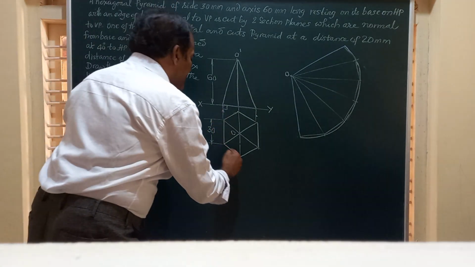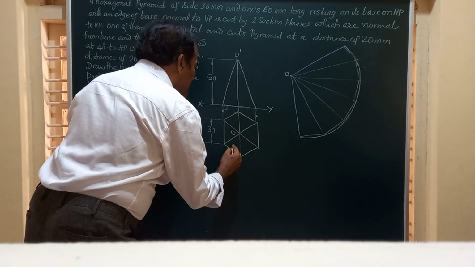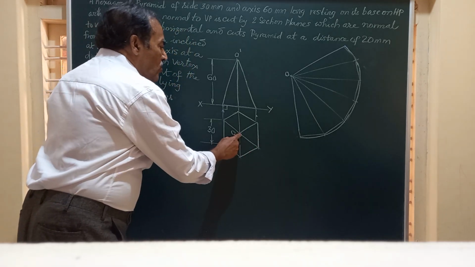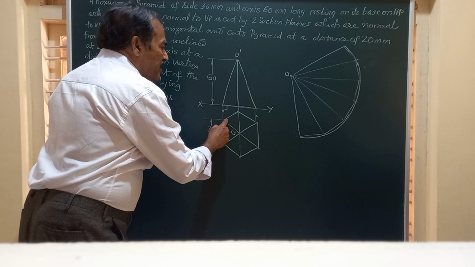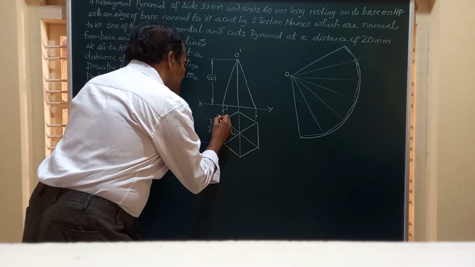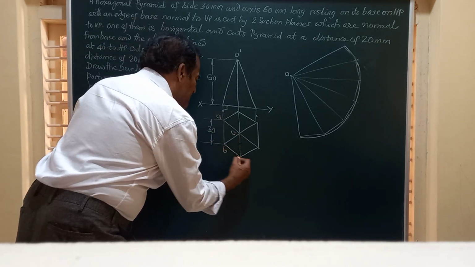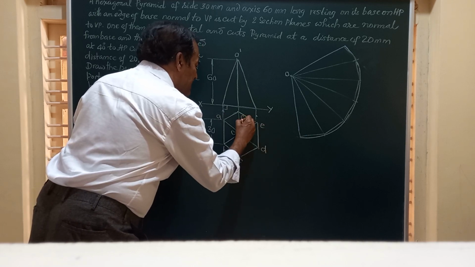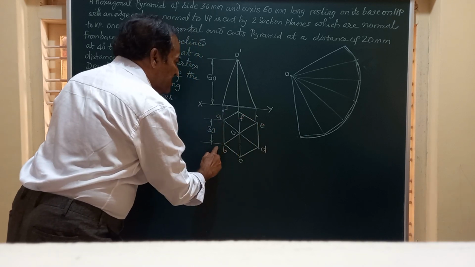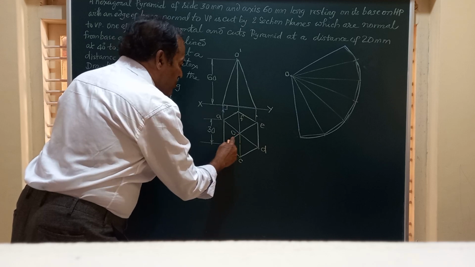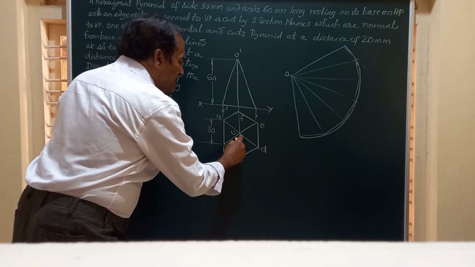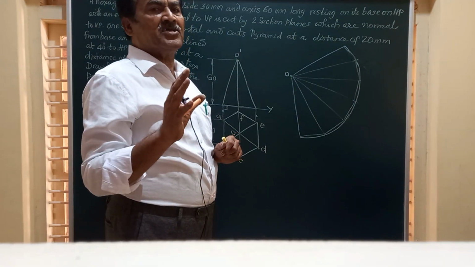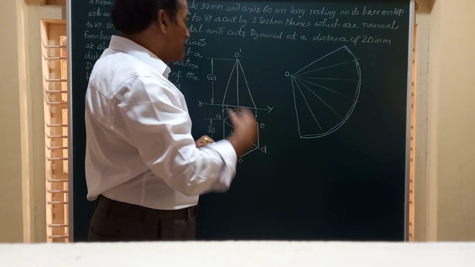So I have drawn a hexagon here representing the top view of the base with O, the vertex, joined to all the corners like A, B, C, D, E and F. And every side measures 30 mm. Here OA, OB, OC, OD, etc. represent the six slant edges of the pyramid in the top view.